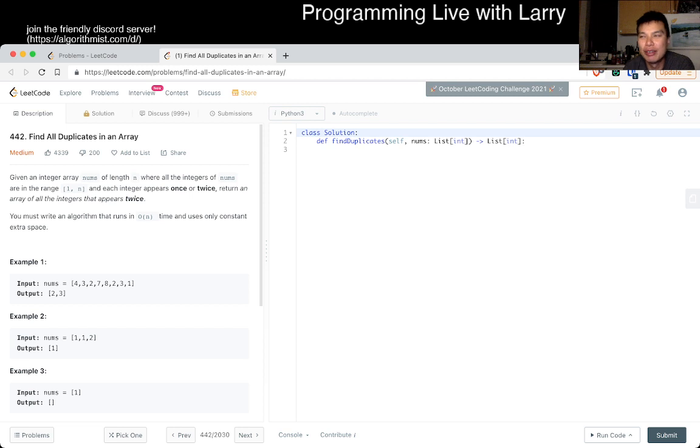I mean, of course, one thing that should be obvious is that it should use only constant extra space, because if it's linear space, this is just a for loop, right? There are problems like that on Leetcode, but I guess this is not one of them.